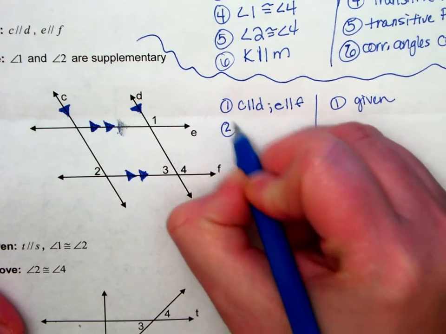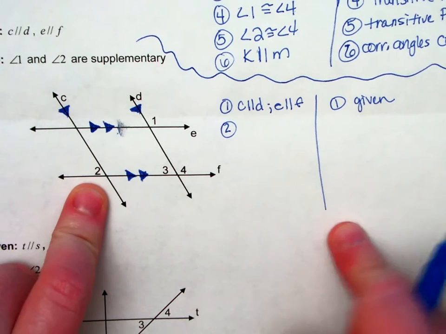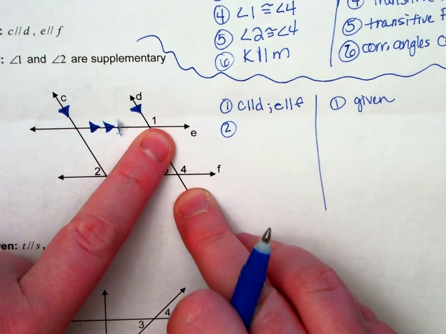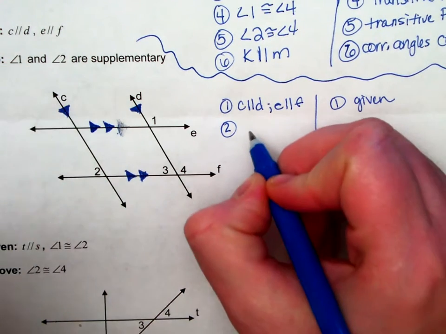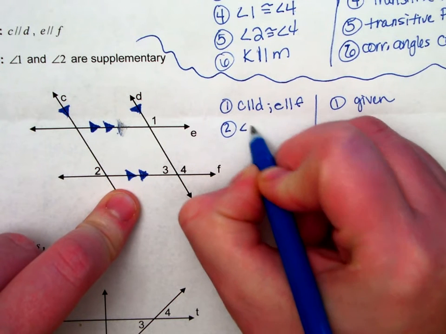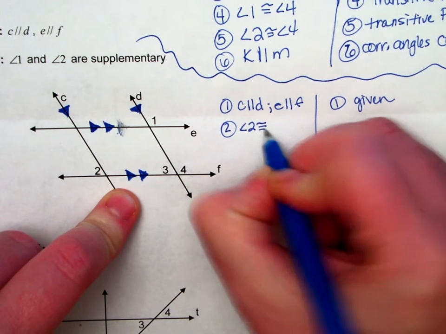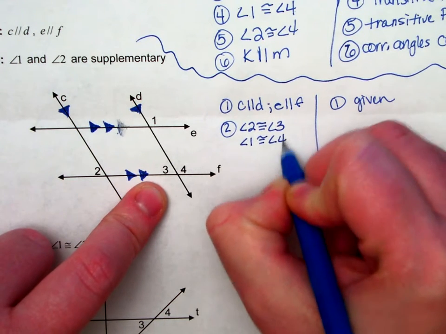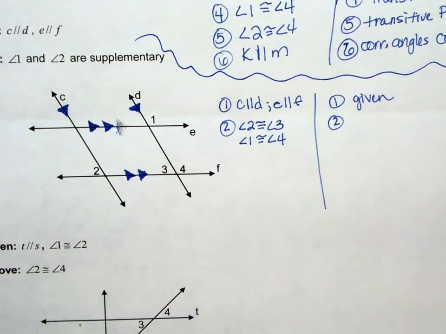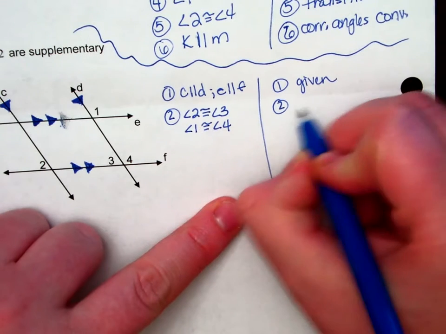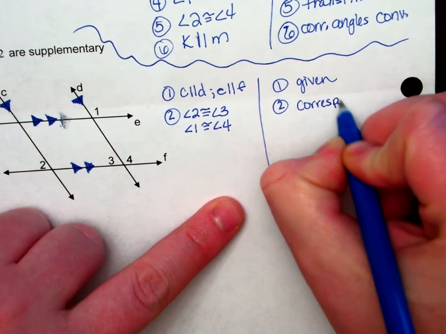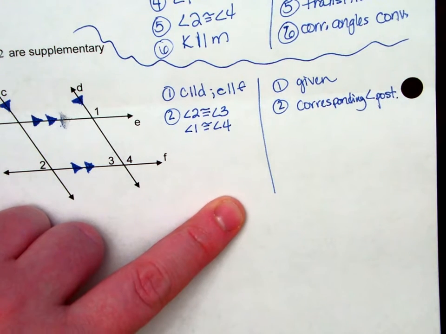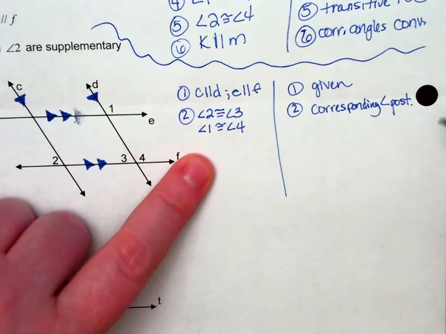So number 2, I'm going to talk about my corresponding angles at the same time. So 2 and 3 are corresponding angles, 1 and 4 are corresponding angles. To save myself a little bit of room, I'm going to write them on one step. So angle 2 is congruent to angle 3, and angle 1 is congruent to angle 4. This is by the same postulate, so I can write them on the same line, which is corresponding angle postulate.